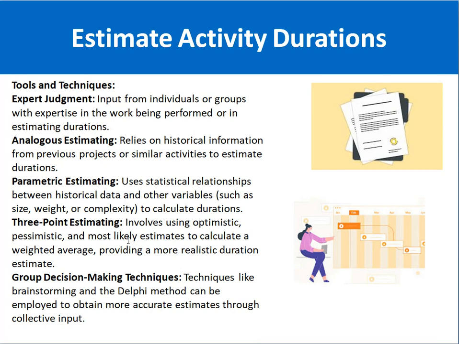3-point estimation involves using optimistic, pessimistic and most likely estimates to calculate a weighted average, providing a more realistic duration estimate. There is a formula for 3-point estimation to calculate the value. Then group decision making techniques like brainstorming and the Delphi method can be employed to obtain more accurate estimates through collective input. So basically in this method, a few people sit together, discuss the idea and try to reach some level of consensus.